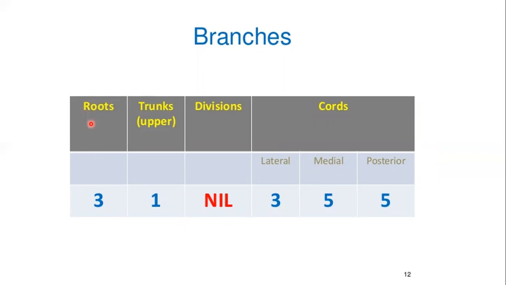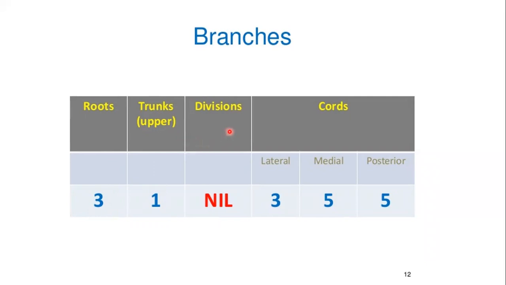Now the branches of the brachial plexus can be divided into various types depending upon where these branches arise. We have three branches of the brachial plexus that arise from the roots. Then from the upper trunk, we have a single branch arising. No branch arises from the middle trunk or the lower trunk, just one branch that arises only from the upper trunk.